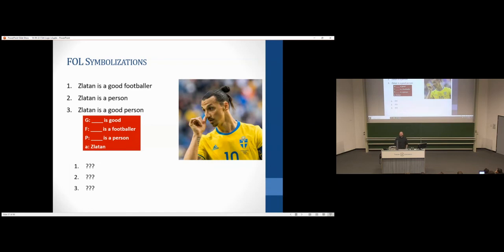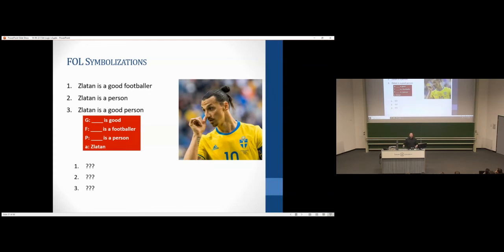So let's think about how we would symbolize some sentences about Zlatan. So some things to know about him. He is an amazing footballer. He is a shitty person. He is not a very good person. That's okay though. He's a really good footballer. So let's think about how we would symbolize 1, 2, and 3 using this key.